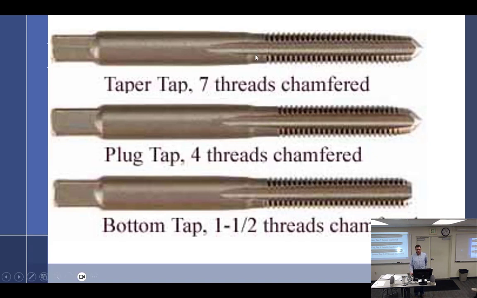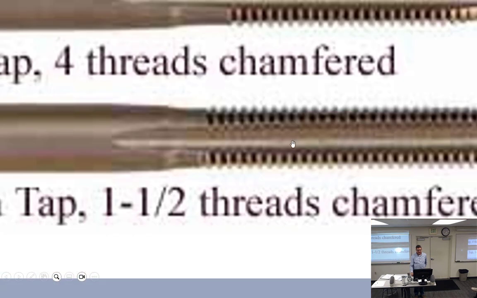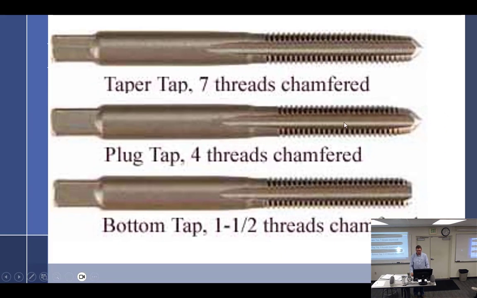Three types. We have the taper, which is not very many threads right there. You can see it makes it really easy to start because the threads are almost non-existent and it kind of wedges itself into the hole sort of straight up and down to help you keep it straight, and then it starts going. So you have the taper, we have the plug, which is similar but not quite as tapered, and then the bottoming tap.